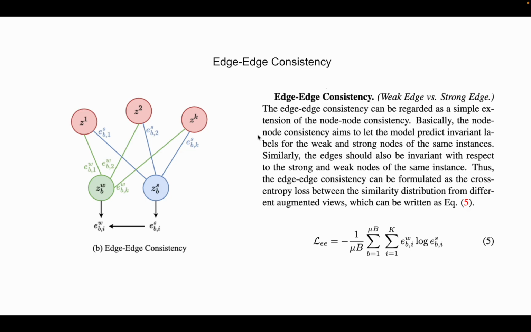The third one is the edge-to-edge consistency. What we expect here is that the edge constructed from the strong node should be consistent with the edge constructed from the weak node. And here we also apply a simple cross-entropy loss.